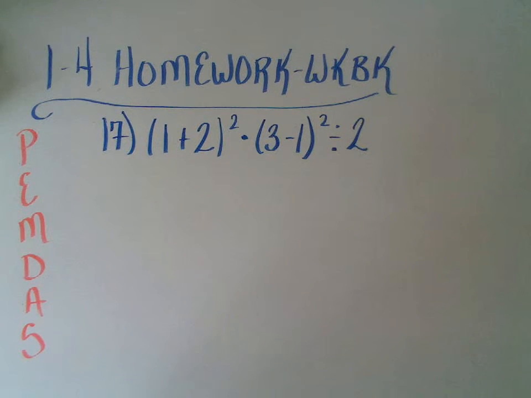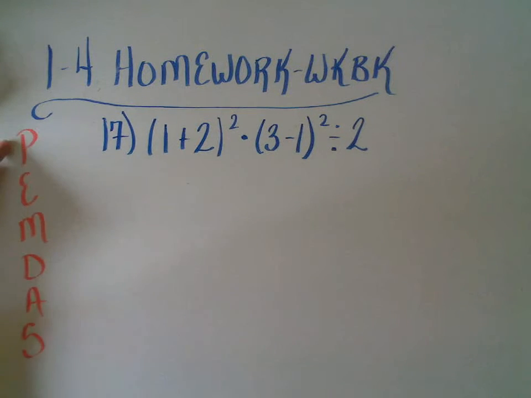Okay, here's question 17, more of the same, simplify the expression. Kind of a nasty looking question. You've got a lot of different things going on here, a lot of parentheses and exponents to deal with, but we'll take care of it and go step by step just like we did with the last two questions. So we've got (1 plus 2) squared times (3 minus 1) squared, and then we're going to divide by 2.